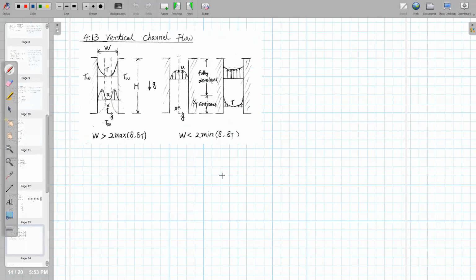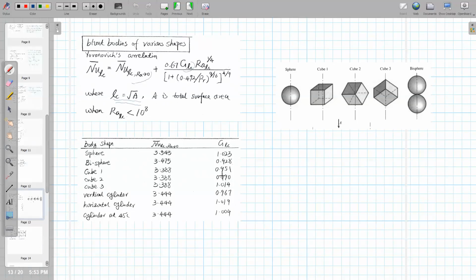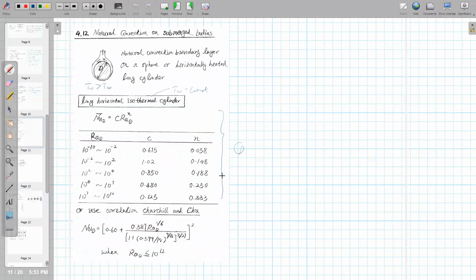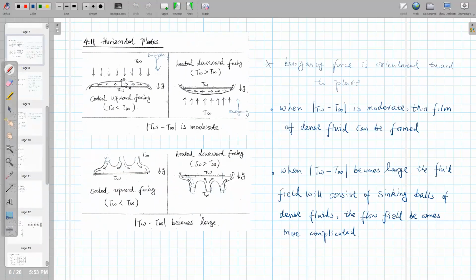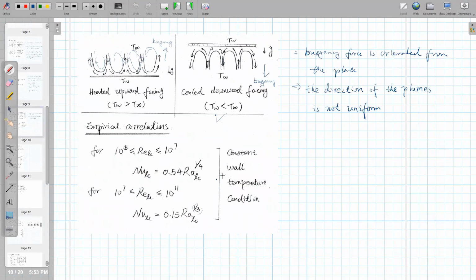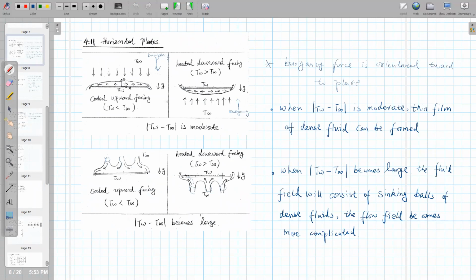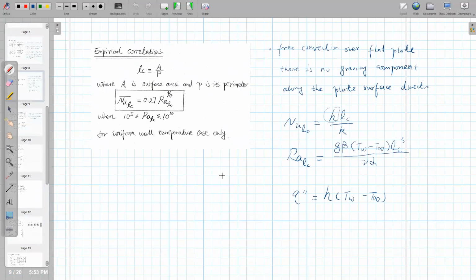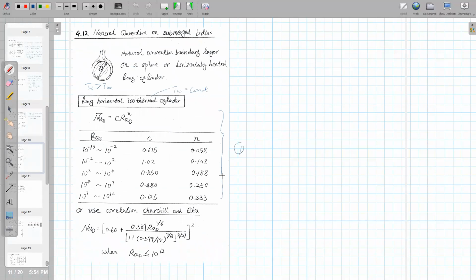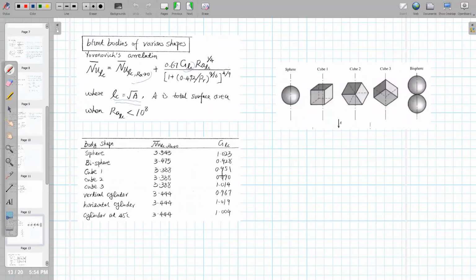All right, do you guys have any questions? This basically started from the horizontal plate cases, where we weren't able to get analytical results, so we just presented some empirical results for the flat plate. The flat plate had two cases: one where the buoyancy force is toward the plate, and another where the buoyancy force is away from the plate. You have two different correlations, and also the submerged bodies, for a long cylinder and for a sphere, and even for more general cases. All these equations are empirical correlations.